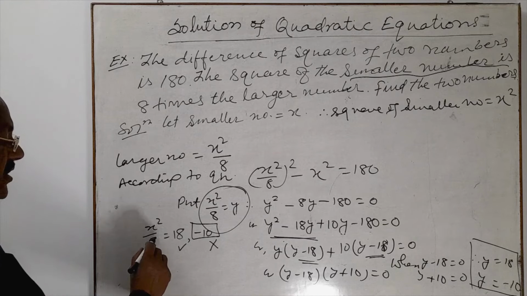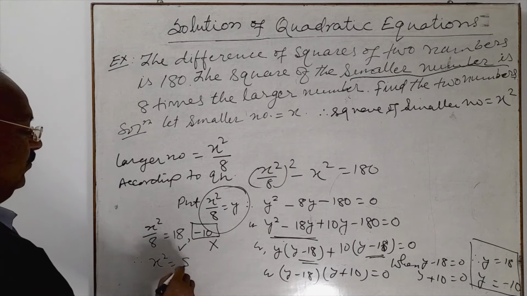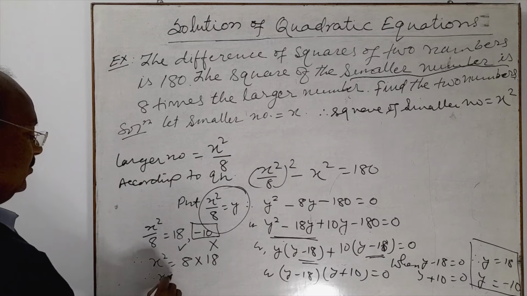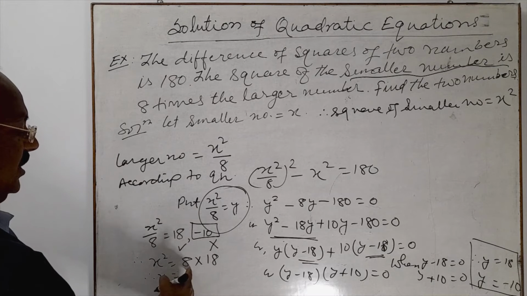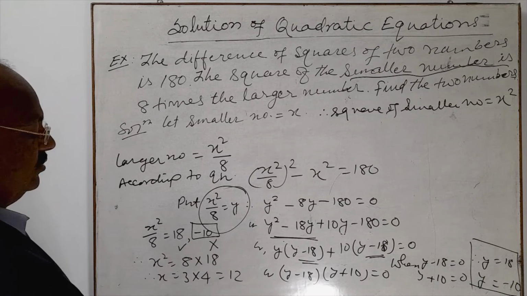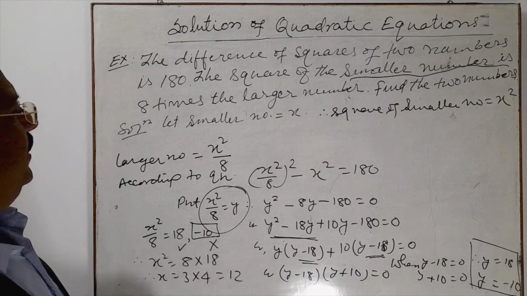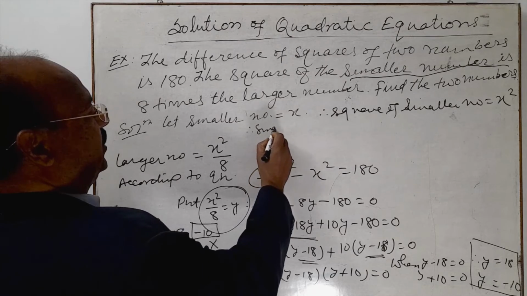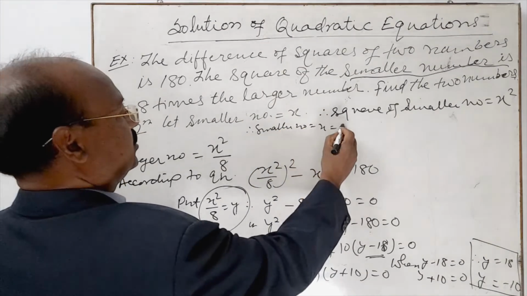By solving it, you can get the value of x. So x square is equal to 8 into 18, and therefore x will be, you are getting here, 9 into 16, so 3 into 4, this is equal to 12. This is the value of x. And what we have supposed x to be? This is the smaller number. So the smaller number is equal to x, which we have got as 12.